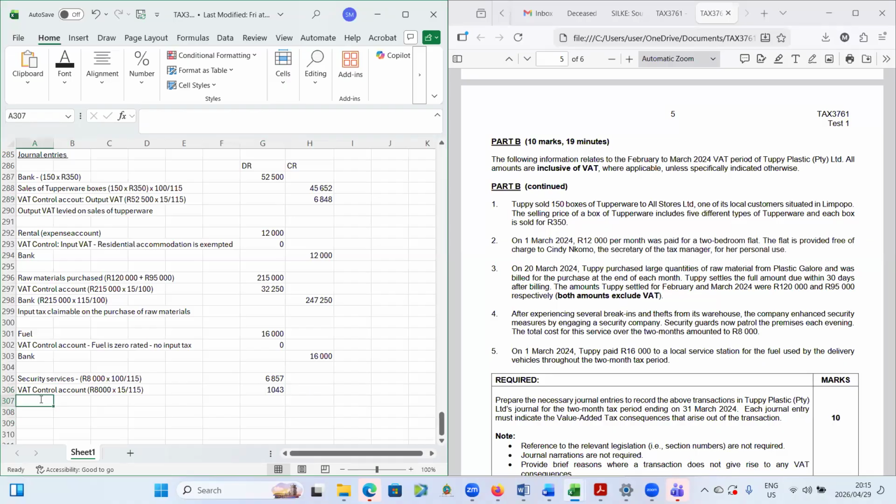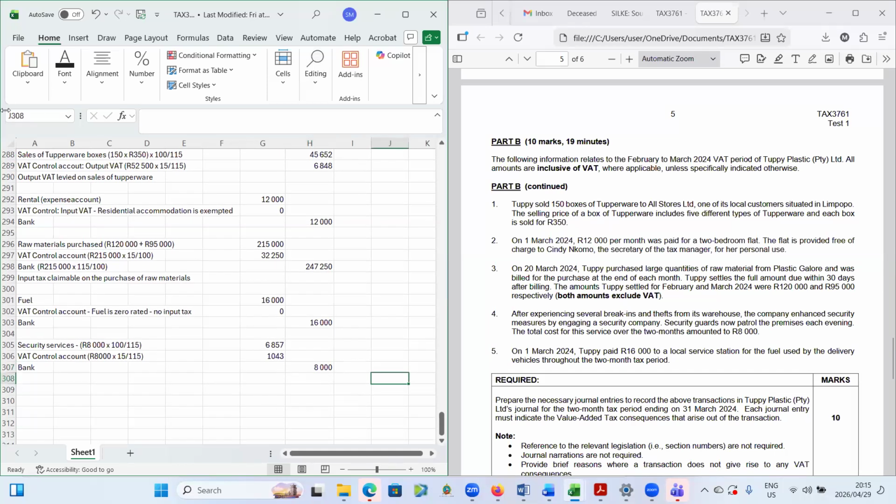Which account is credited? I said the ones you are paying, the bank decreases, and the bank decreases on the credit side, of which we take the 8,000 rand. That is it. Input tax claimable on the security services. Expenditure.